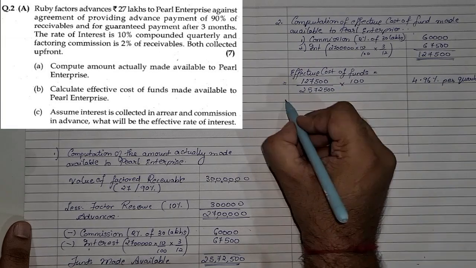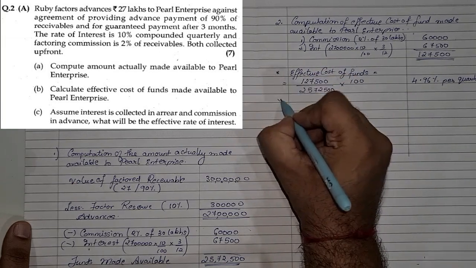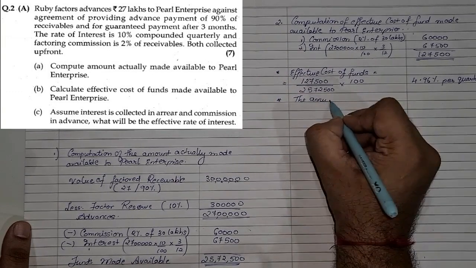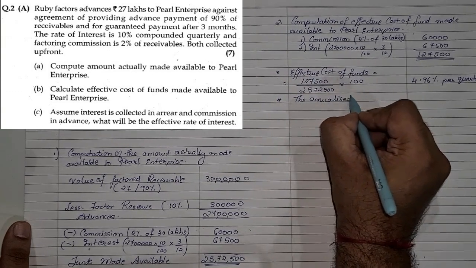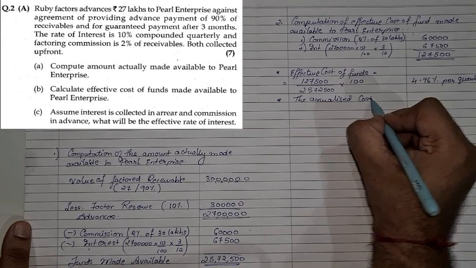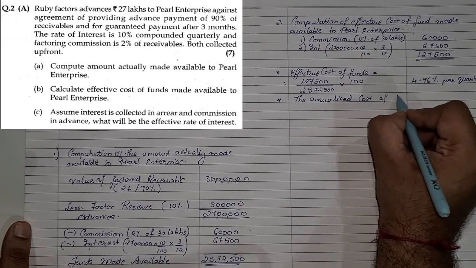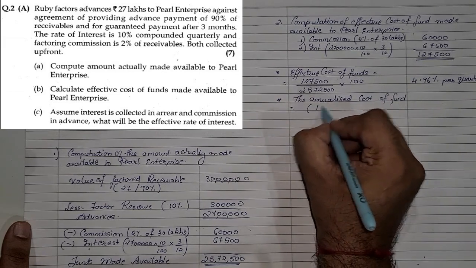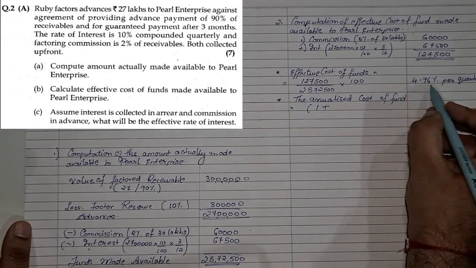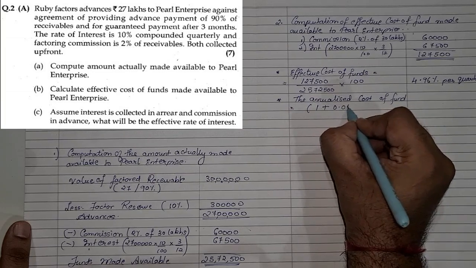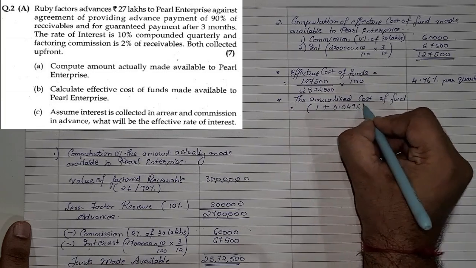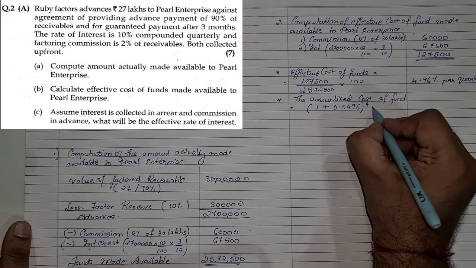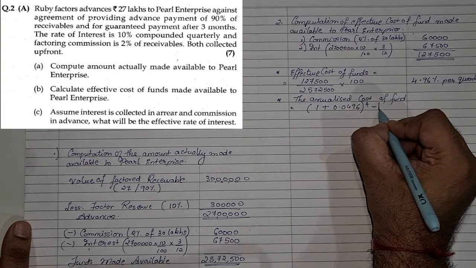So I need to find the annualized cost of fund. Therefore, the annualized cost of fund is equal to the formula. Remember the formula, 1 plus the rate. It is 4.96%, so that is nothing but 0.0496 raised to the power of 4, because there are 4 quarters, minus 1.